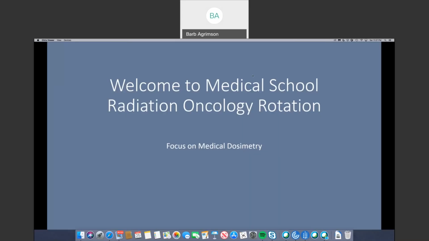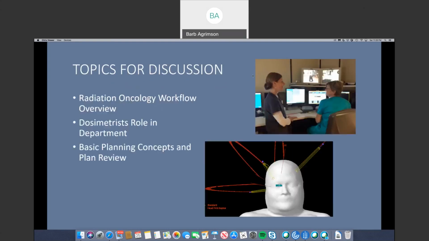Today's presentation will concentrate on the rotation in the Department of Radiation Oncology with a focus on medical dosimetry and the treatment planning process. Topics for discussion will include a radiation oncology workflow overview, the dosimetrist role in the department, some of the basic planning concepts, and some plan review.